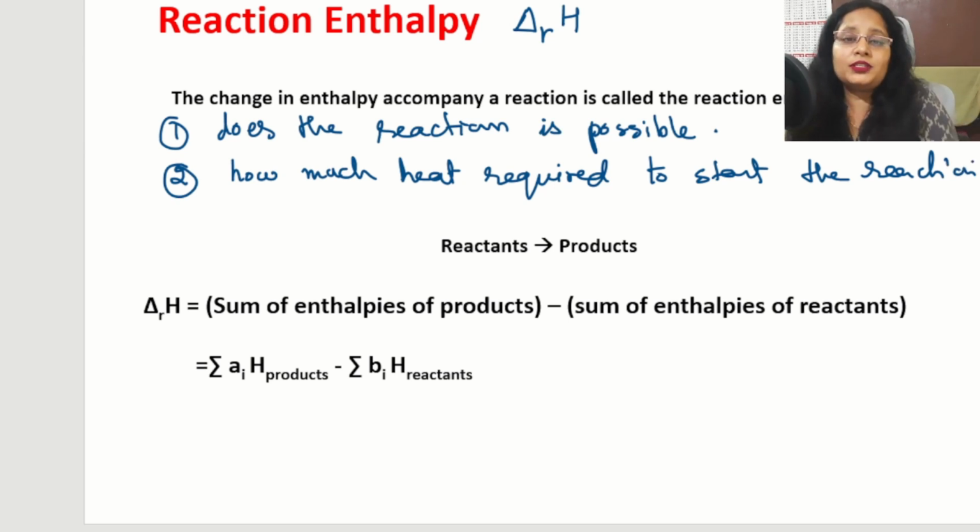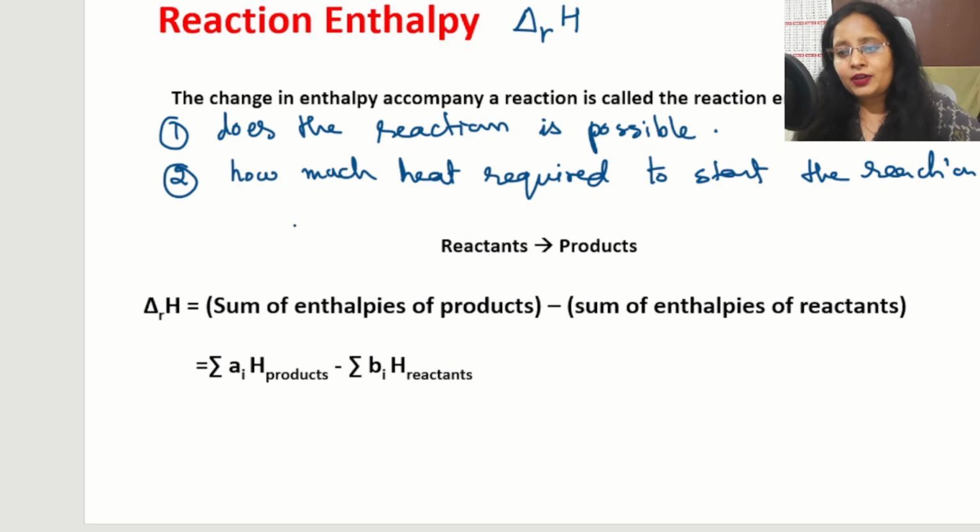So these two points are very useful when we go to industrial chemistry. We have to perform any reaction, any new thing we are going to start. So we want to know whether that particular reaction is possible, or if we are going to start, how much starting heat we should apply.